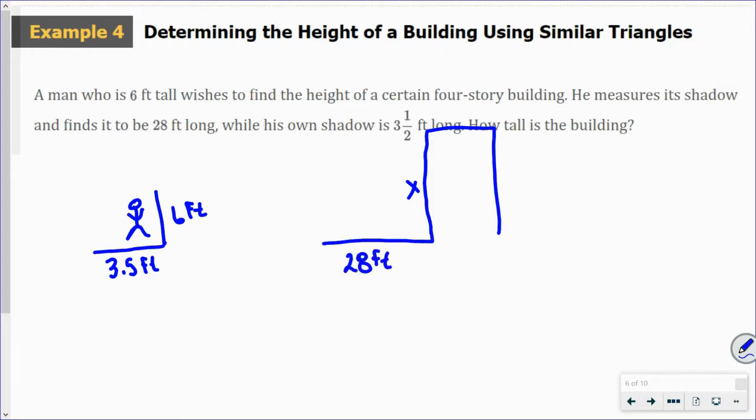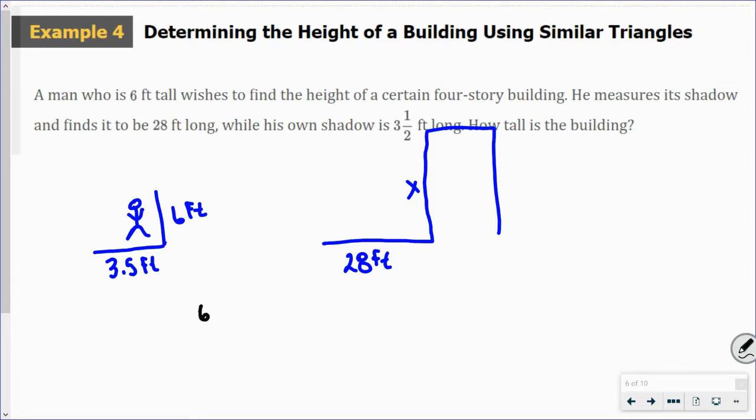Now we're going to use proportions to help us solve this one. It doesn't really matter how you set up your proportion as long as you're consistent about it. So my proportion could be 6 over 3.5 equals x over 28. It could be 6 over x equals 3.5 over 28. It could be 28 over x equals 3.5 over 6. You just have to be consistent about how you're setting it up.